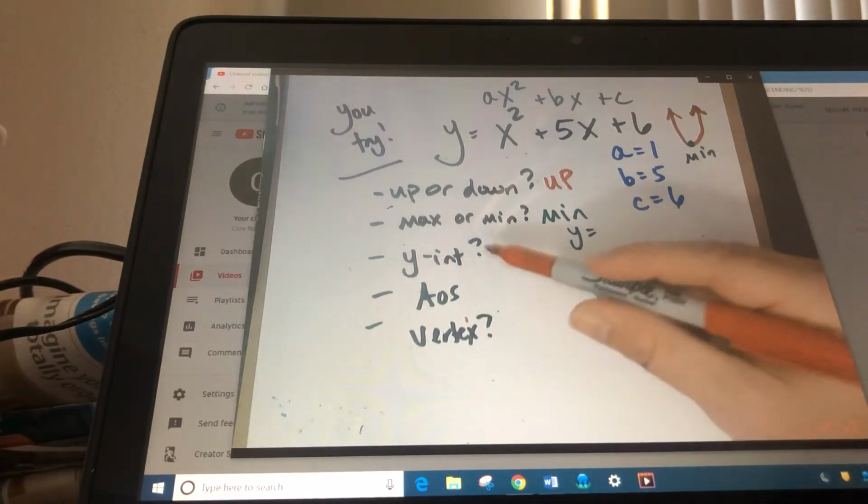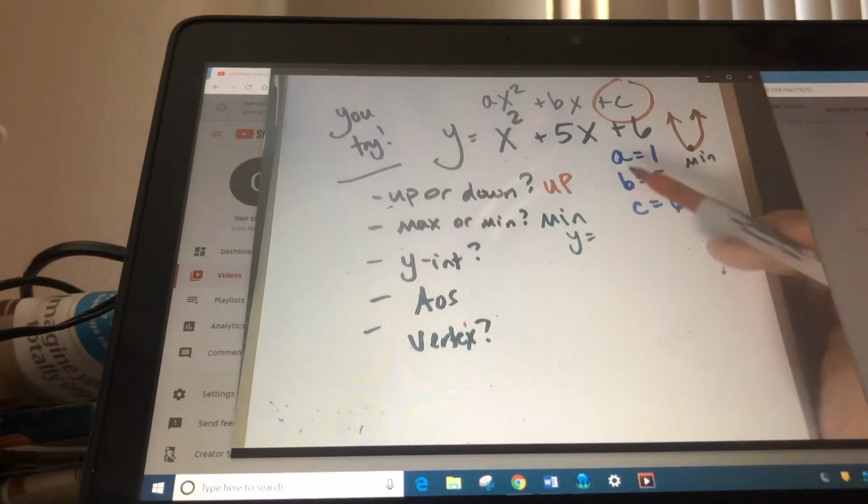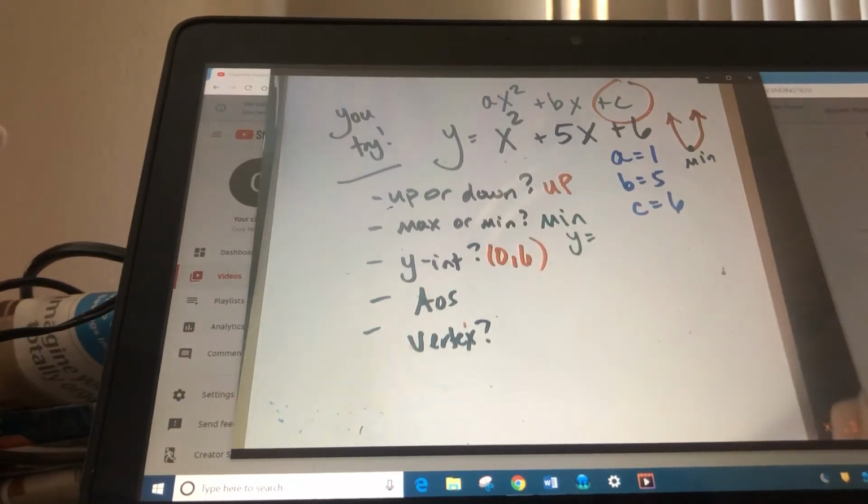Y-intercept. Remember, the y-intercept is simply the c value. It's the value that c is. And that is 6. So the y-intercept is (0, 6).